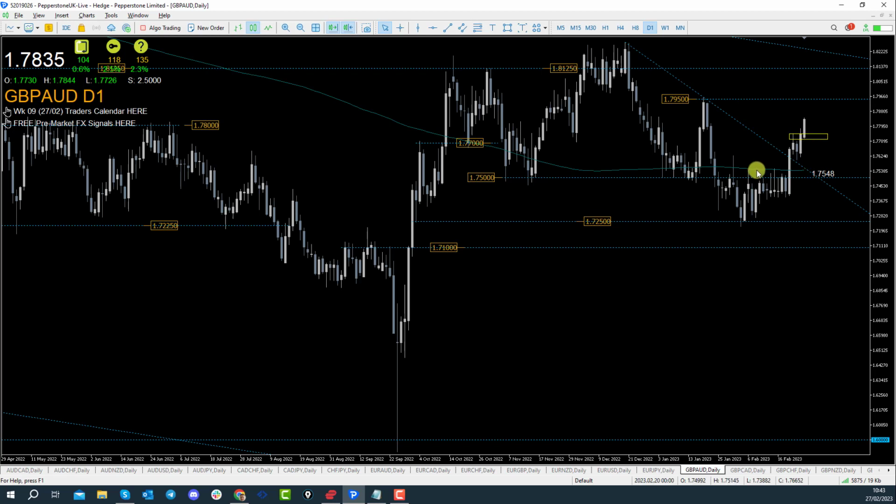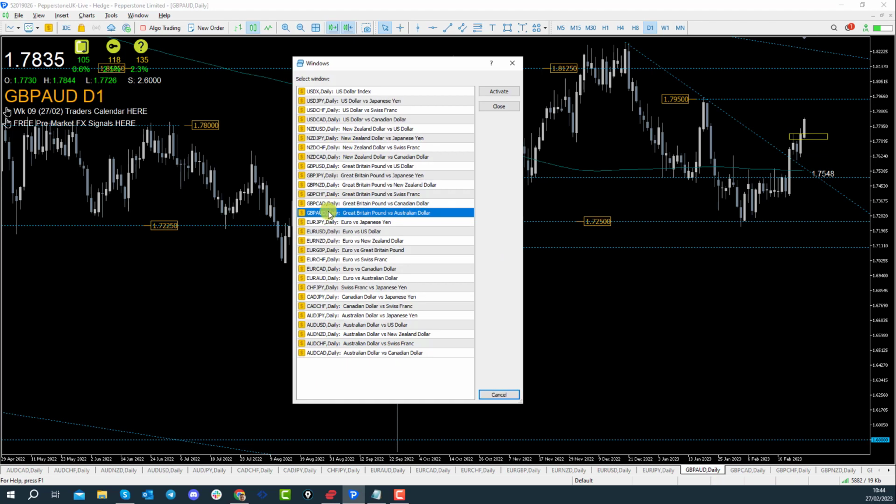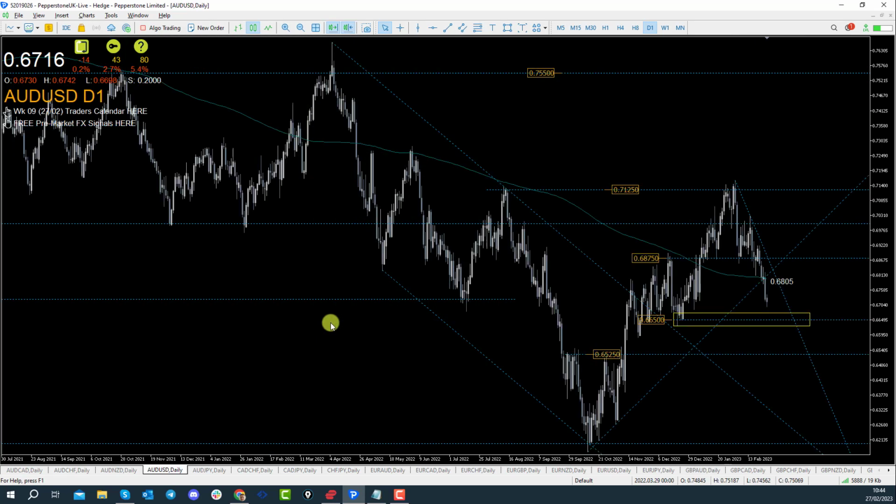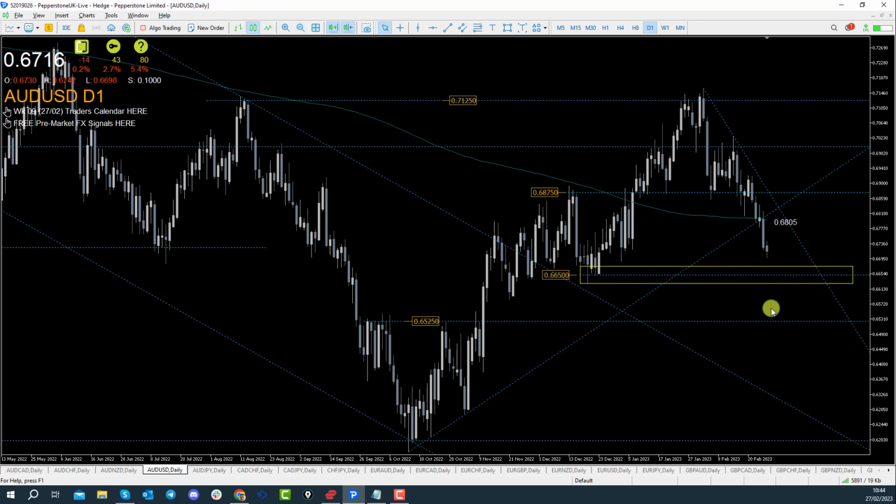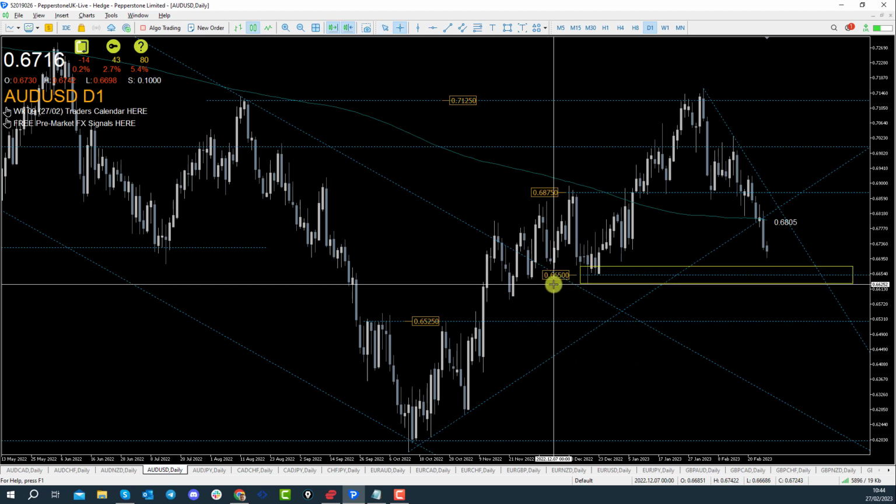Just looking to see if we do get that pullback setup. So those are the two markets I'm going to be focusing on today. Obviously the Australian dollar is still very weak, so we want to be looking for Aussie US dollar downside. I would like to see some kind of pullback in this market before getting short, but it does look like we're going to be targeting that 0.6650 handle.